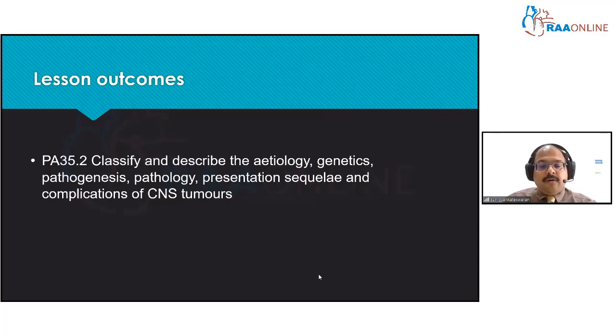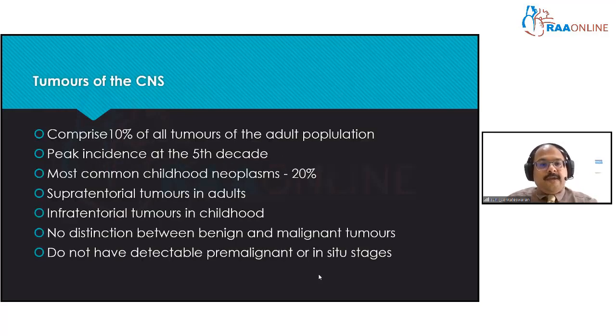Before we move on to the details of the CNS tumors, just a very brief overview on tumors of the central nervous system, otherwise known as brain tumors. These brain tumors comprise about 10% of all the tumors in the adult population, and they generally tend to occur in people in the 5th decade of life. The CNS tumors are also very common childhood neoplasms and account for about 20% of all the tumors in childhood.